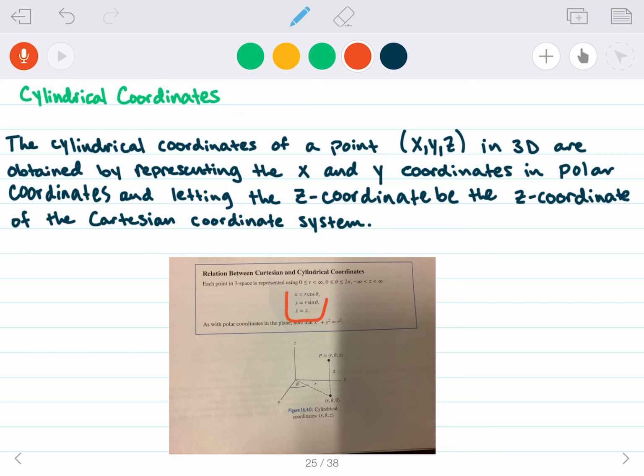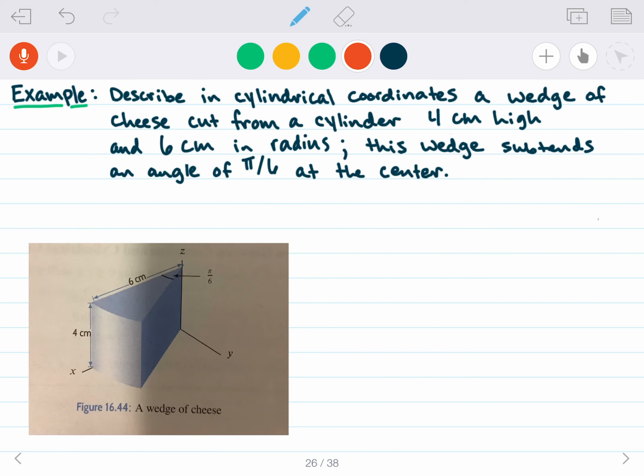And just like in polar, x equals r cosine theta, y equals r sine theta, but we leave z fixed. And just like in polar, we have the identity x squared plus y squared equals r squared. So let's do some practice describing regions in cylindrical coordinates.